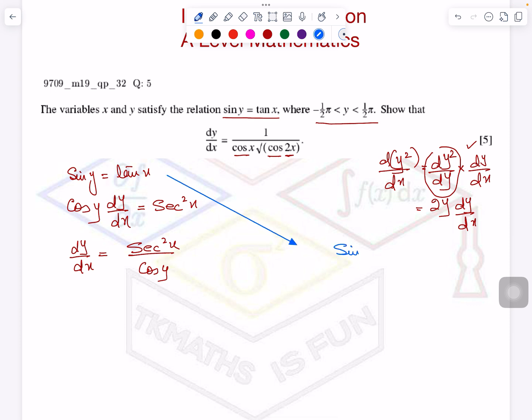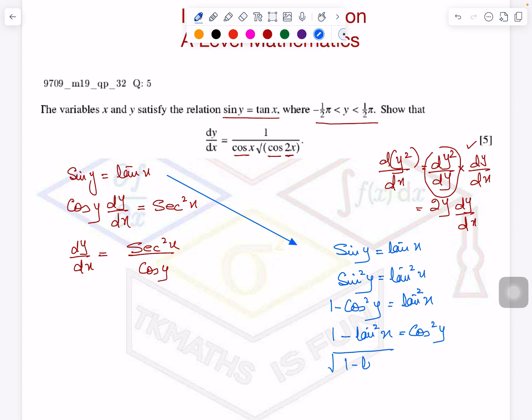So you can say sin y equals tan x. If you square both sides, it will become sin square y equals tan square x. And we know sin square y equals 1 minus cos square y, an identity, right? So from here, I can easily get cos y. I will take the square root on both sides, which will give me cos y equals root of 1 minus tan square x. So I will replace cos y by root 1 minus tan square x.